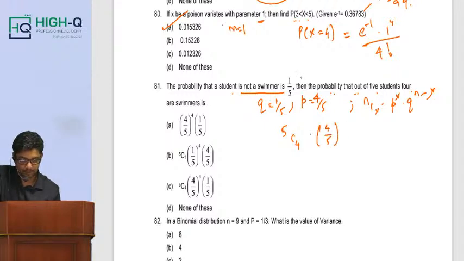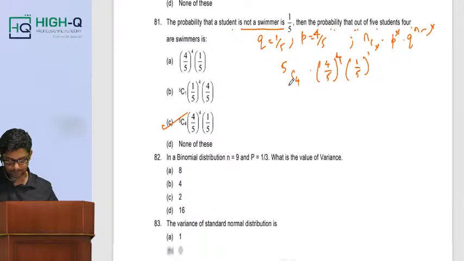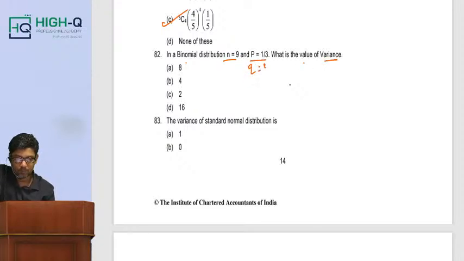Four by 5 power 4 by 5 whole power 1. So what is it? Answer. Option C. Binomial distribution, N is 9, P is 1 by 3. What is the value of variance? Q is 2 by 3. Variance is what? N into P into Q.